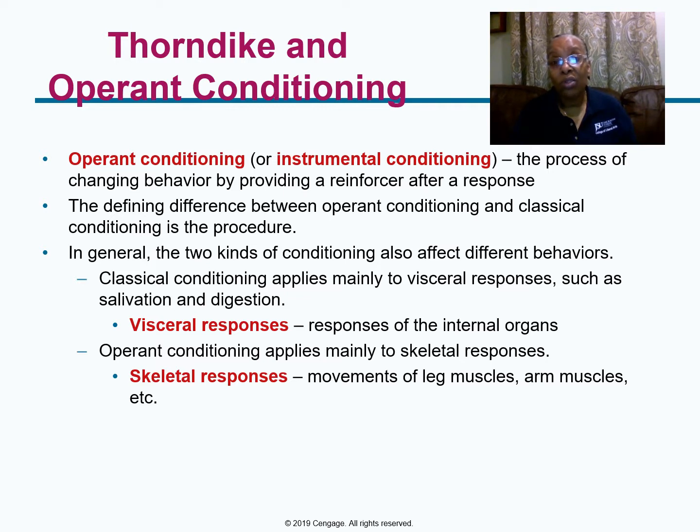Generally speaking, the two kinds of conditioning also affect different types of behaviors. Classical conditioning applies mainly to visceral responses, that is, responses of internal organs like salivation or digestion, whereas operant conditioning applies more to skeletal responses or more voluntary types, like movements of leg muscles, arm muscles, etc.